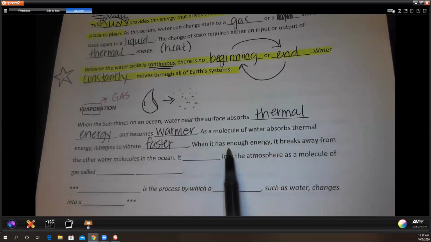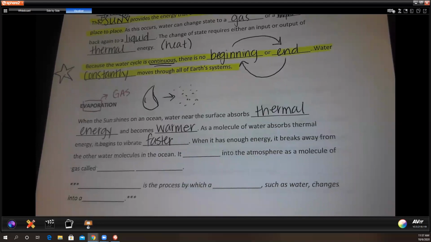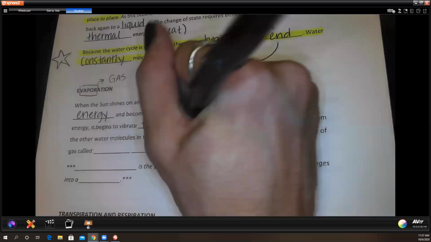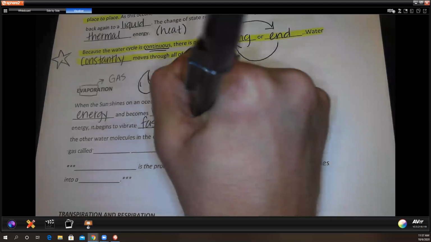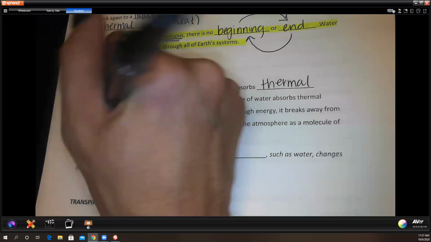When they get enough thermal energy, and they get hot enough, they break away from other water molecules in the ocean, and it rises into the atmosphere as a molecule of gas called water vapor.